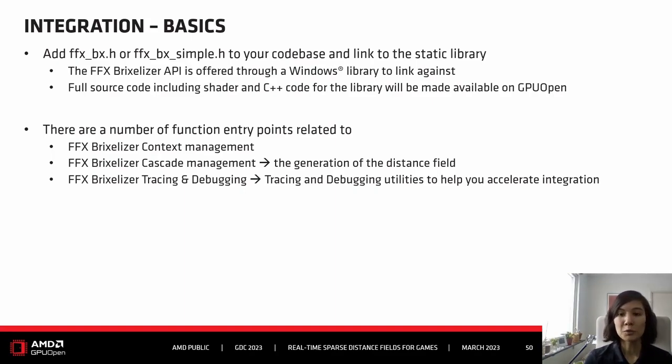You also have the option to either link to a static library or to just take the source code and do a native integration. Then Pixelizer itself has a number of function entry points, some related to context management, then cascade management, which basically means generating the distance field. So this is also a topic of how to import the geometry in the AABBs and how to call the update function. And then lastly, some tracing and debugging functionality. To debug, you kind of need to trace the distance field, and Pixelizer will help you with this, because it's needed to verify whether the integration was successful or not.